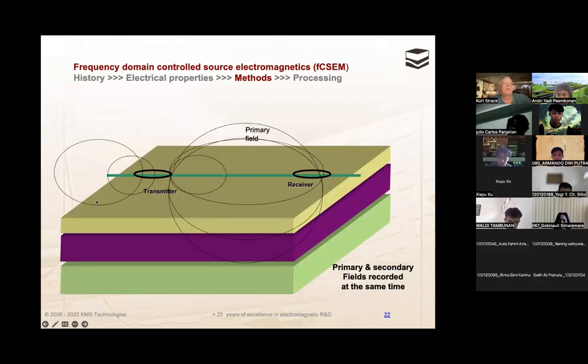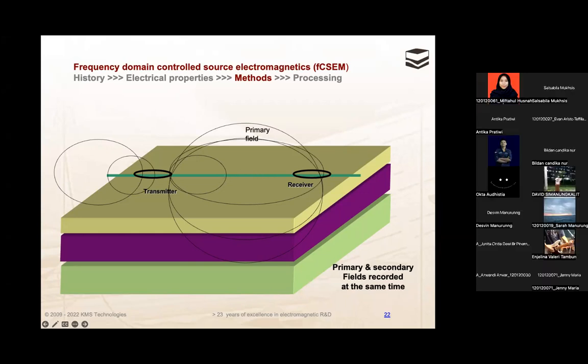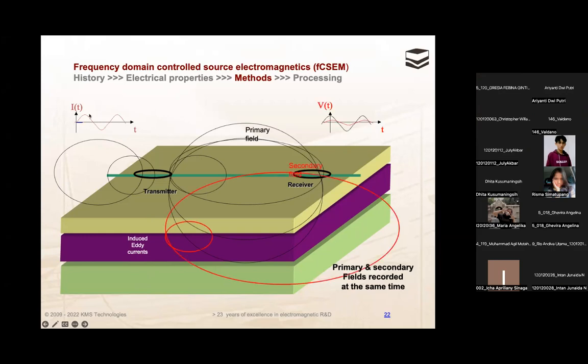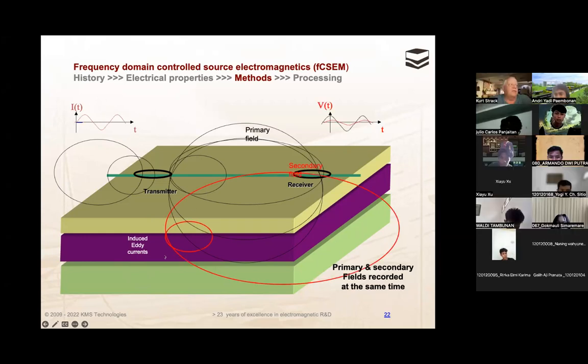We're now going to the controlled source methods. For frequency methods, we have a transmitter, and in the transmitter, we send a sinusoid wave, and we have a receiver. And when we send a signal, the primary field connects to the receiver, and we want to see the secondary field coming from below. And so this is the source waveform. The secondary field comes from below. These are induced eddy currents. And at the receiver, we see the primary and secondary field superimposed.